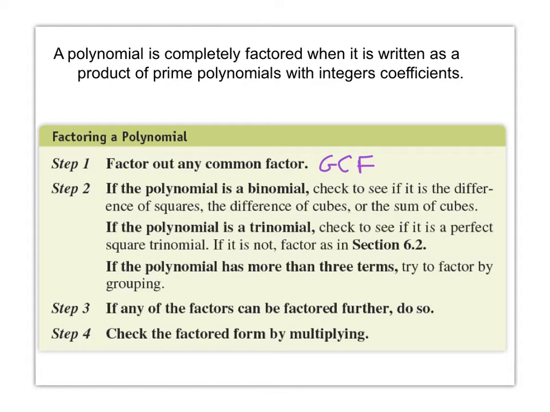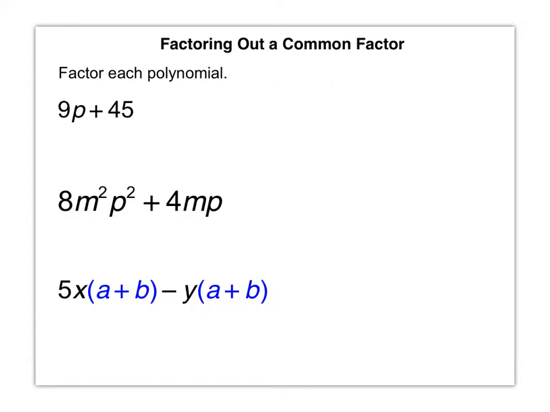If the polynomial is a trinomial, we want to check to see if it's a perfect square trinomial. Or if the polynomial has more than 3 terms, we can try to factor by grouping. If any of the factors can be factored further, we want to do that, and then step number 4 would be to check the factored form by multiplying. Let's look at the examples on this slide.